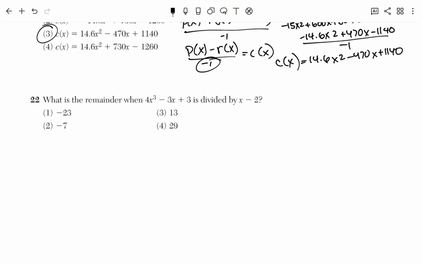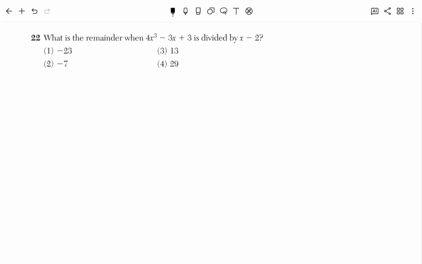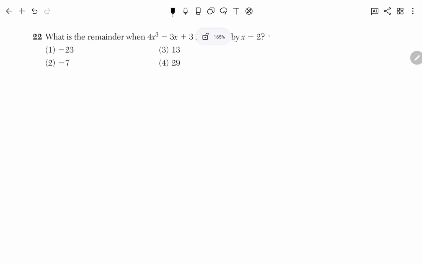Okay? Now, question 22. What is the remainder when 4x cubed minus 3x plus 3 is divided by x minus 2? This question, when I'm dividing, I like using long division, but you can use any method that you like. You can do long division, but you can also do it in your calculator. So I'm going to do the long division first, and then we're going to plug it into our calculator. So x minus 2 divided into 4x cubed minus 3x plus 3.